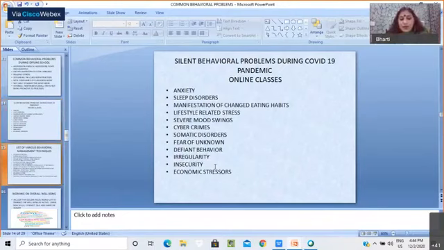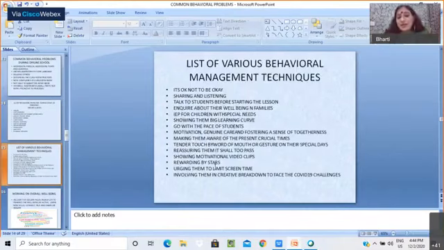And then I'm moving to the next slide: the list of various behavioral management techniques. Dear educators, dear friends, always remember that problems will be there. Every time we'll face problems, they will come to us in some form or the other. But what's more important is how to be a part of that solution. How can I make a mark in a child's life? And for that, I need to develop a planned strategy. I need to have a planned map for my students of a particular section of a particular class.